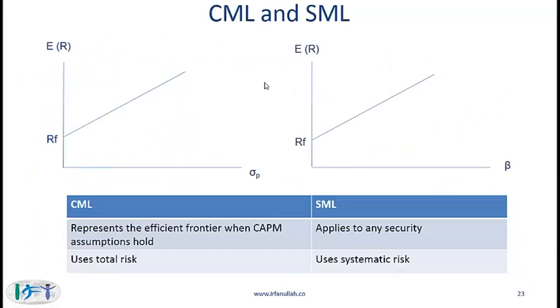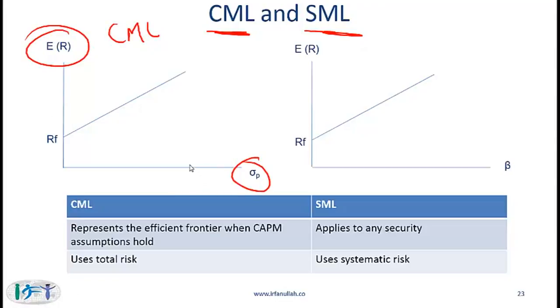Very often students get confused about the distinction between CML and SML. So I am putting both those graphs on the same slide here. This on the left is the CML. And what do we have on the CML? The y-axis is expected return, the x-axis is the risk of a portfolio, this is the risk-free rate, the slope is the Sharpe ratio, and as I just said, in a world where CAPM assumptions hold, the CML represents the efficient frontier. Here we are looking at the expected return on portfolio, and the measure of risk is sigma, or total risk.